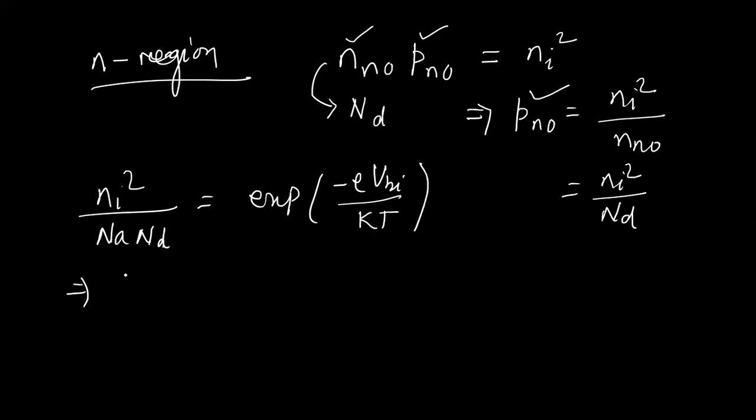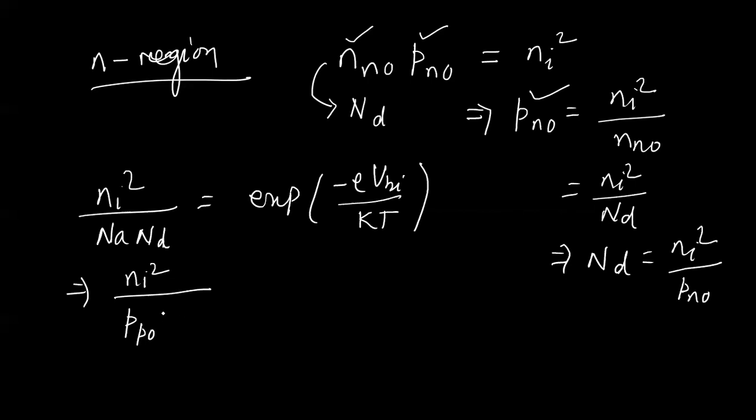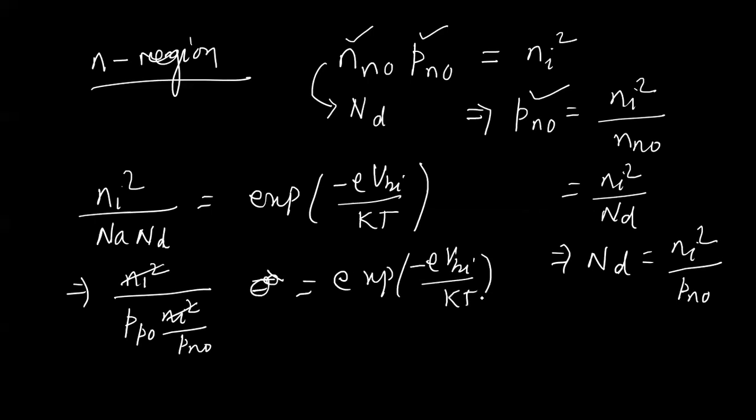So what I can do is keep ni squared as it is. Nd we can write as ni squared divided by Pn0, so that I can substitute it over here for Nd. And for Na we can directly write Pp0. So we have Pp0 for Na, and for Nd we got ni squared divided by Pn0. This ni squared cancels, and this is equal to exponential of minus eVbi by kT, as we kept it. Next, Pn0 will go up, so we got Pn0 divided by Pp0.